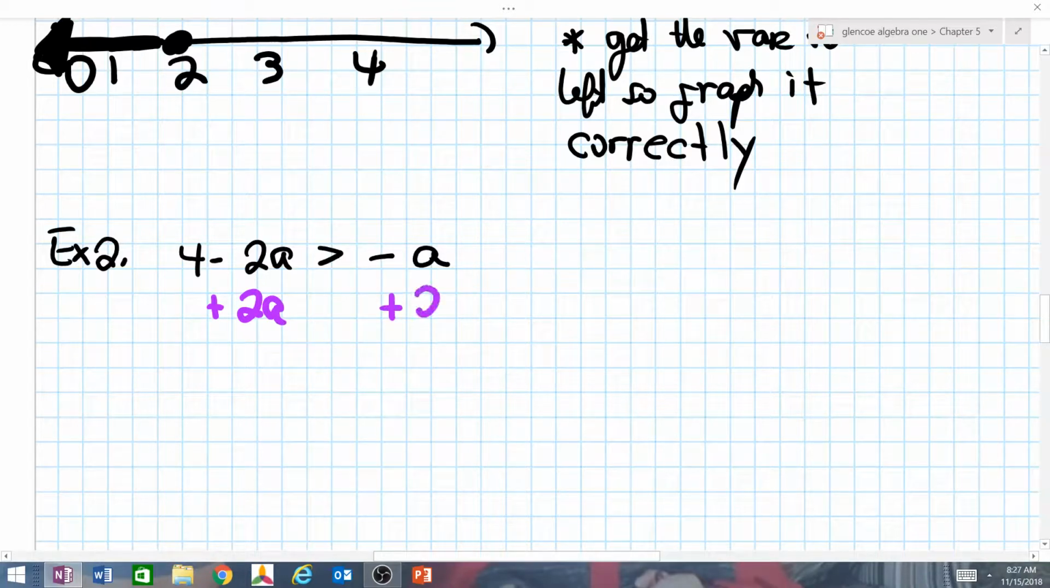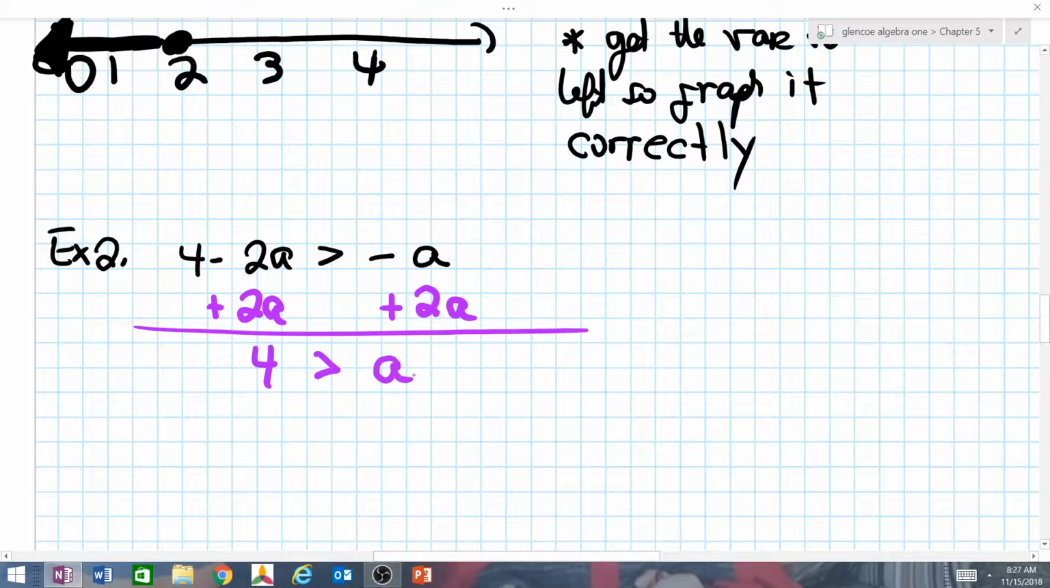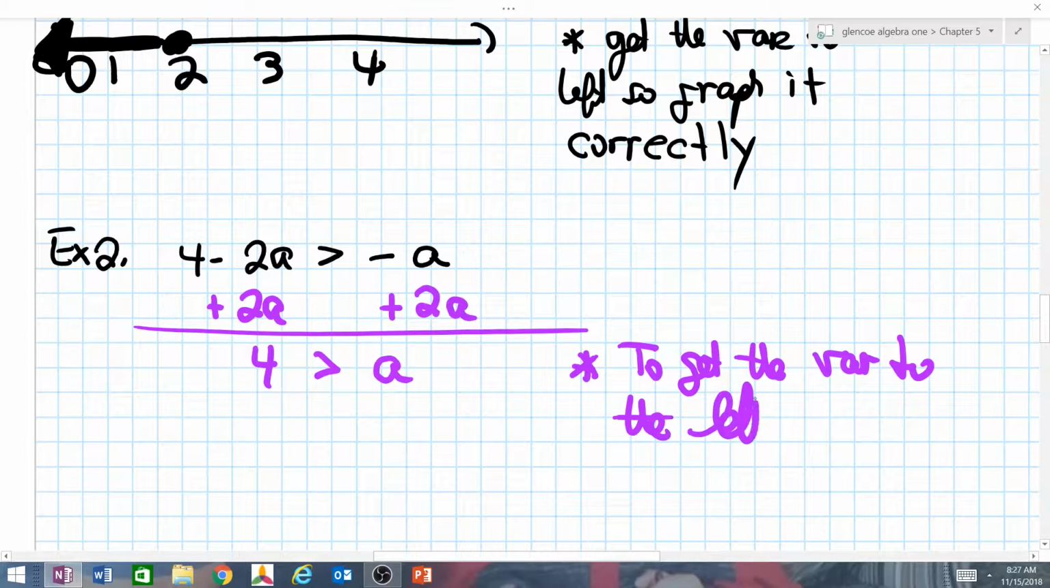So let's add 2a to each side. And now we have 4 is greater than a. But Ms. Urso, you said to get the variable to the left. So to get the variable to the left side, we're going to switch sides.